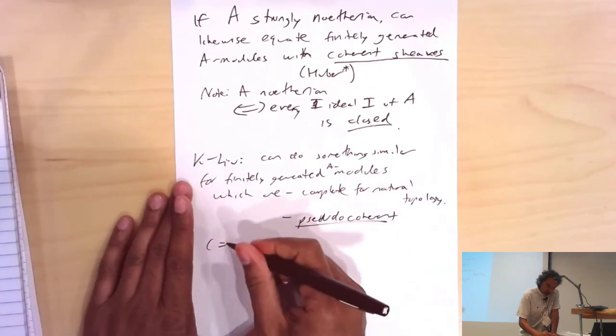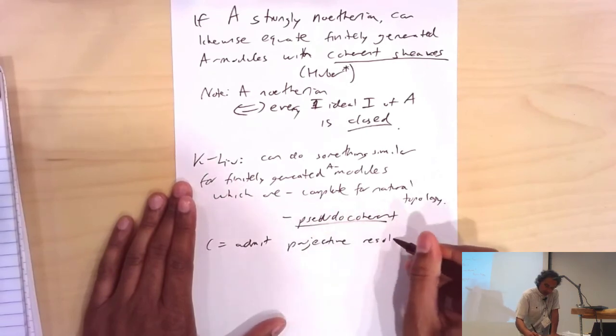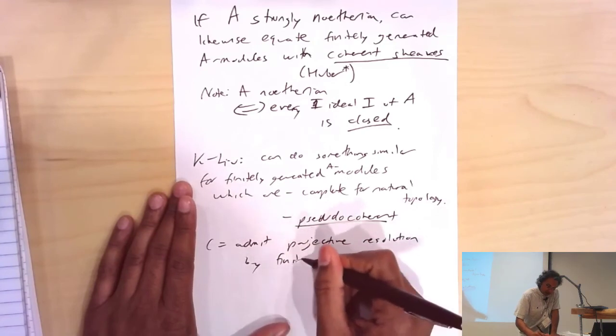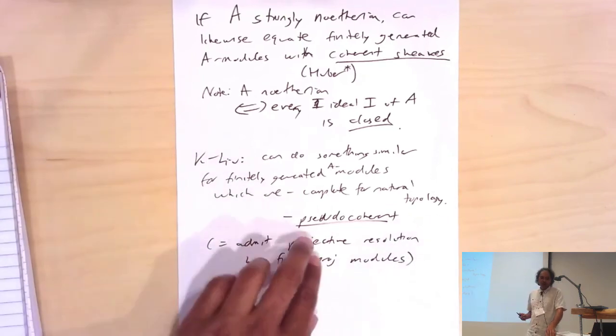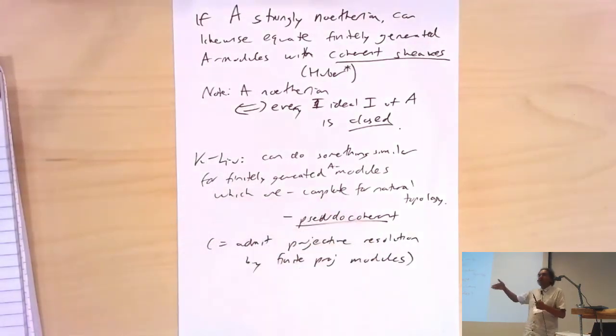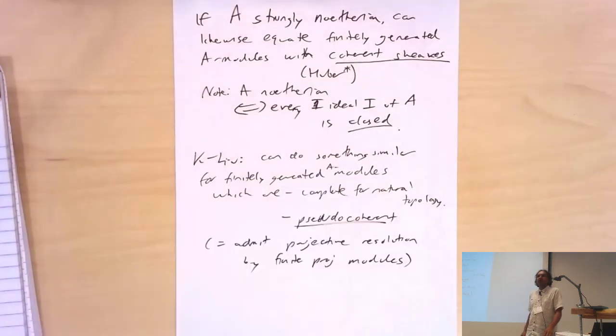This means admitting a projective resolution by finitely generated, or finite projective modules, or finite free modules, if you prefer. So this is something stronger than finitely generated or finitely presented. It's sort of an infinite version of finitely presented. You somehow need this because you can't really deal with anything that's not finitely generated. We don't have a good theory of quasi-coherent sheaves. We can't really hope for this, at least not the way I'm thinking of it here.